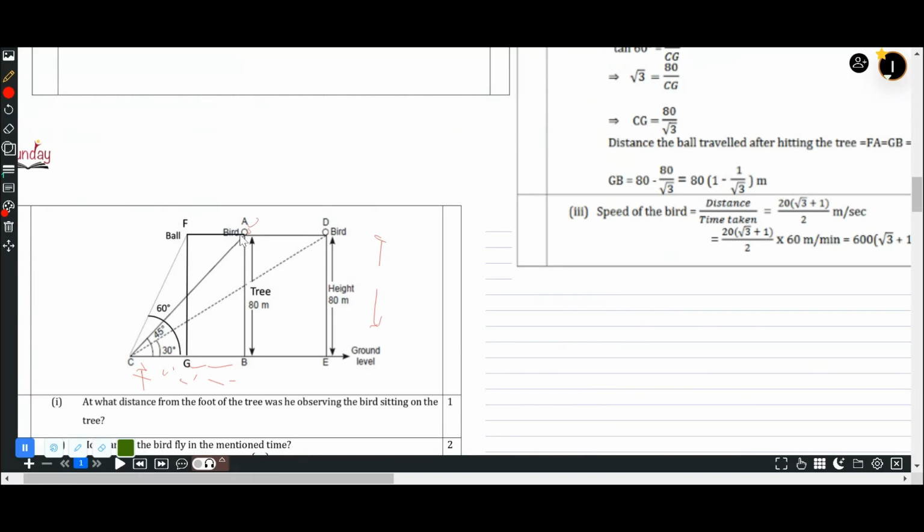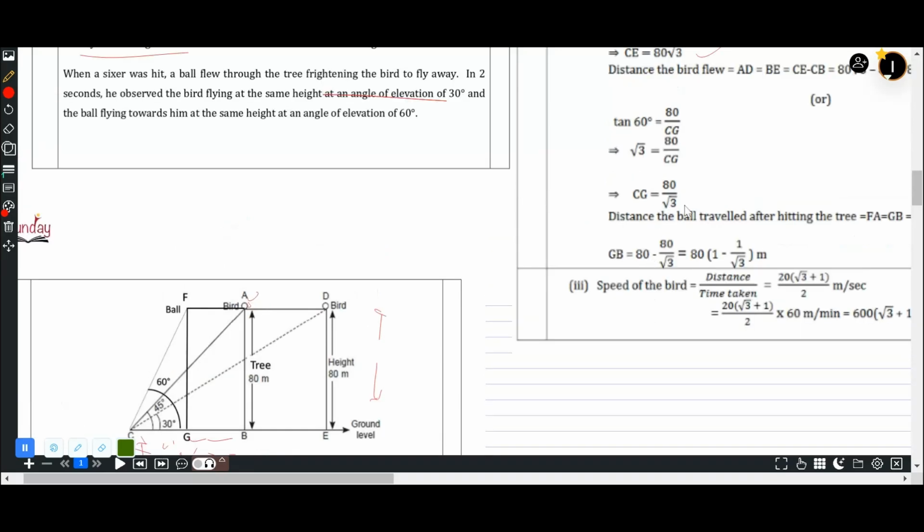GF is equal to BA is equal to ED. So this is 80 and tan 60 that is upon CG. Now if you see CG यहाँ से आपको मिल गया, tan 60 is √3 is equal to 80 over CG. So CG is 80 over √3.